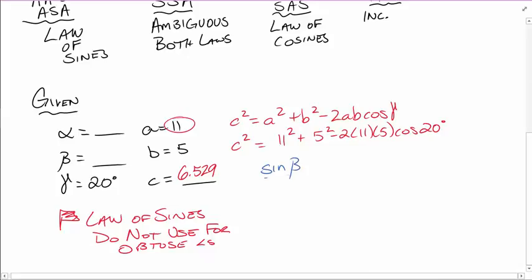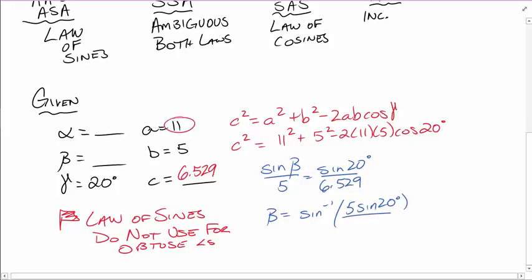So I'll say the sine of beta over 5 equals the sine of 20 degrees over what I just found for C. I'd like to reference that exactly. I can cross multiply and take the inverse sine of 5 times the sine of 20 degrees divided by the exact value of C. Try not to use a rounded value there. I get a beta of 15.183 degrees.